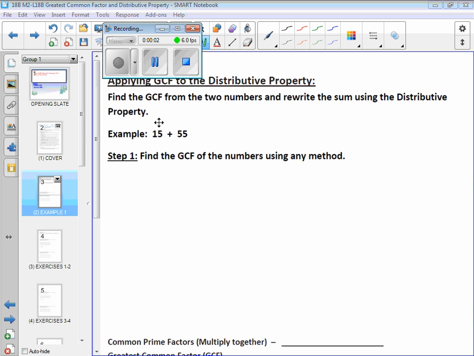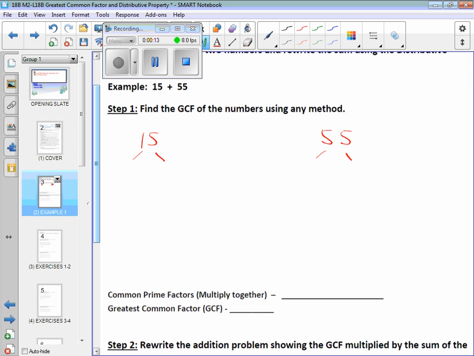So in 15 plus 55, the first thing you'll do is make a factor tree for 15 and 55. Sarah, give me two factors for 15. 5 and 3. Either one of them prime? Yeah. So you'll circle them.